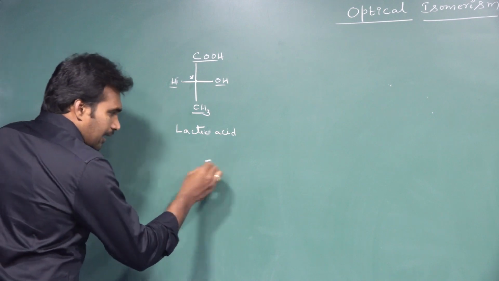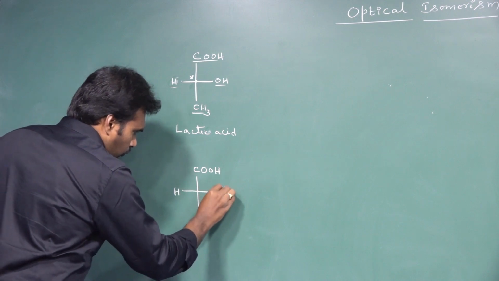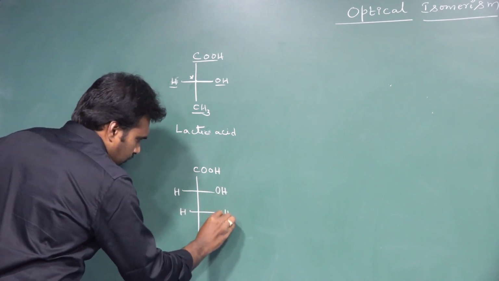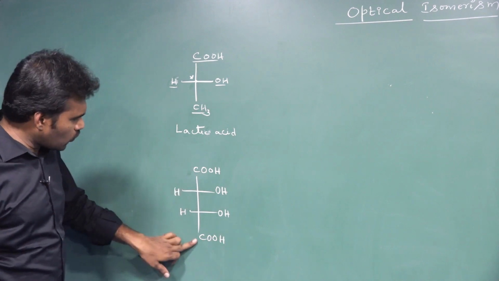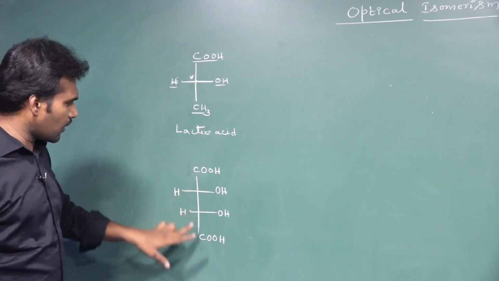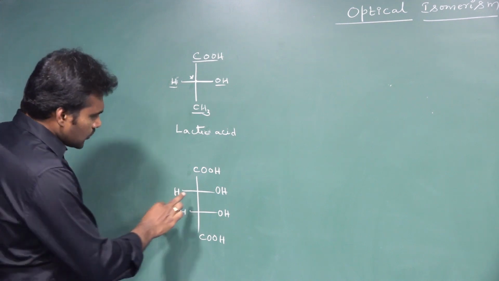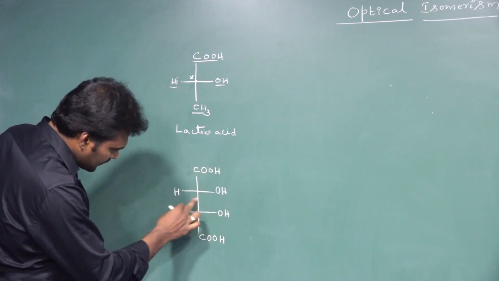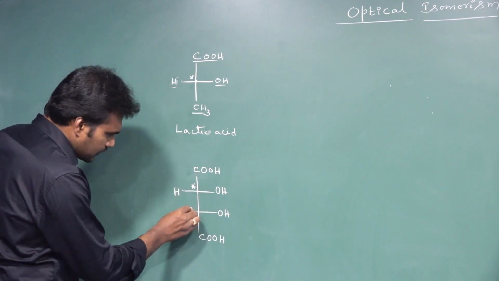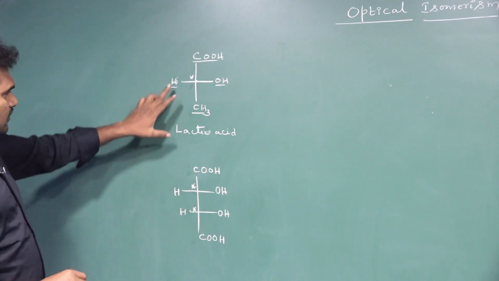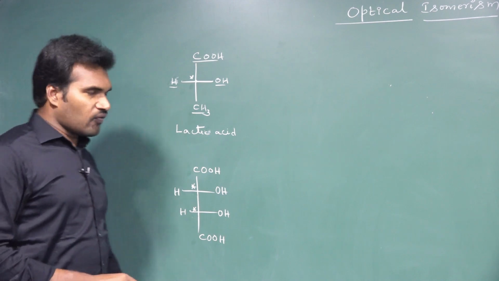Similarly, if you take tartaric acid, COOH, HOH, HOH, COOH. In this compound, the first carbon and the fourth carbon are not chiral centers. Check the second and the third. If you take this one, hydrogen, OH, COOH, and this entire group is the fourth group. So this is one chiral center. Similarly, this is also one more chiral center. So here one chiral center is there, and here 2 chiral centers are there. Likewise, we can count the number of chiral centers.